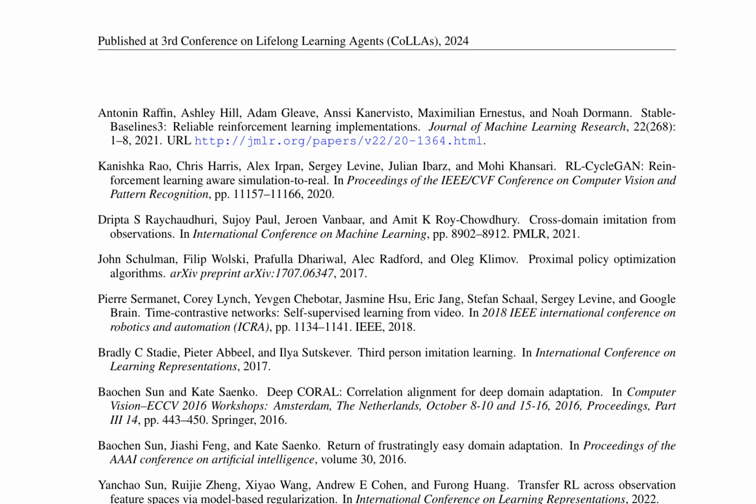Title: Cross-domain imitation learning for robot tasks. This paper presents a novel approach to cross-domain imitation learning, enabling robots to learn from human demonstrations in one domain and apply this knowledge in another. The authors leverage advances in reinforcement learning, domain adaptation, and generative models to create an efficient and effective method for transferring skills across different domains.